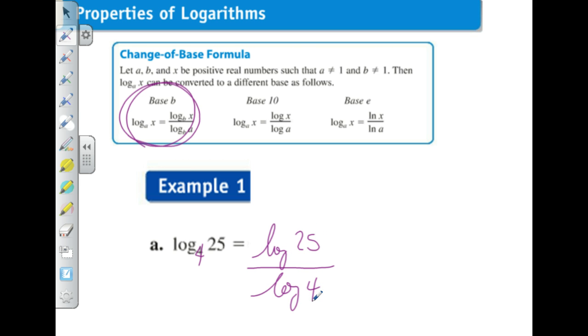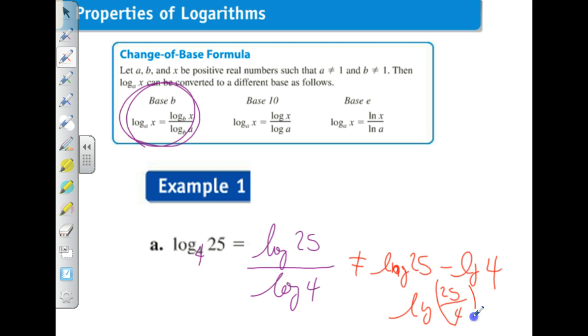Now I want to be careful. I want you to be very careful. This does not equal the log of 25 minus the log of 4, which remember was the log of 25/4. So students generally get that mixed up. The purple does not equal the red. This is property number 2, which looks similar to the change of base, but it is different. So I just want to give you a heads up.